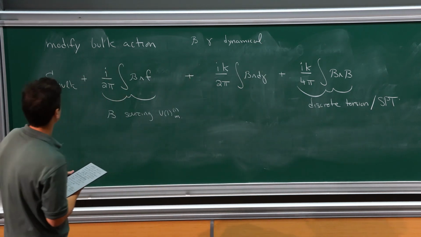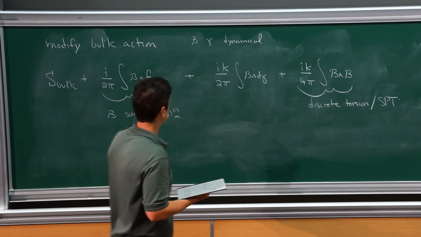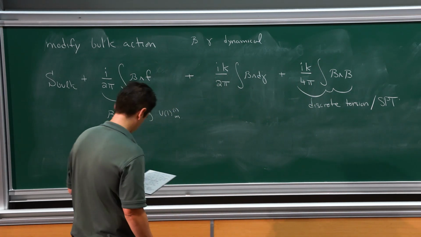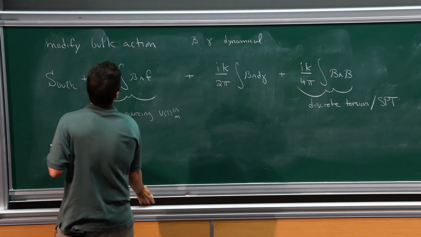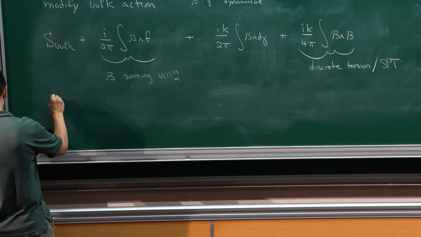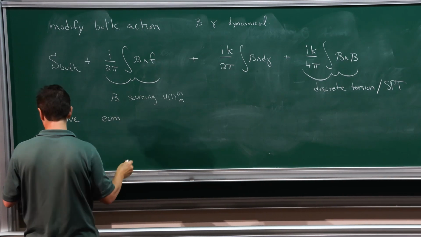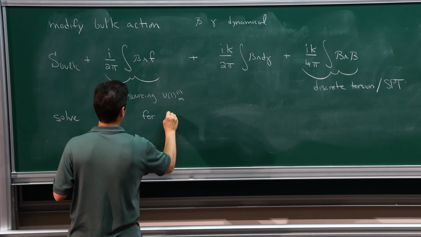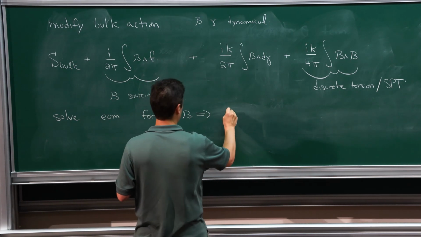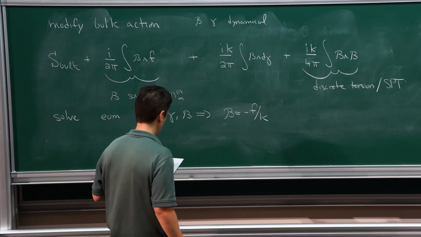So I'm taking my bulk theory, I'm gauging a Z_k one-form symmetry inside it, and I have a particular discrete torsion. Let me go a little fast, so I'll do some things a little bit cheating, but not really. Let's solve the equation of motion for gamma and beta. So this implies that beta is minus f over k.